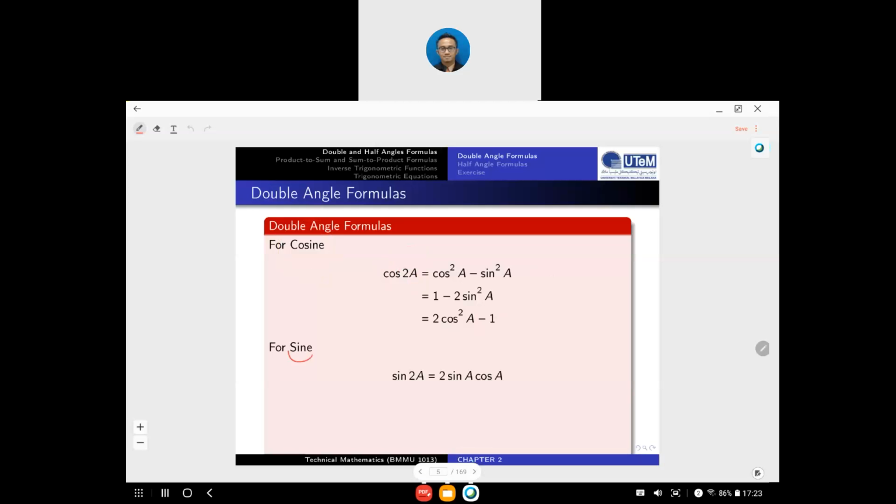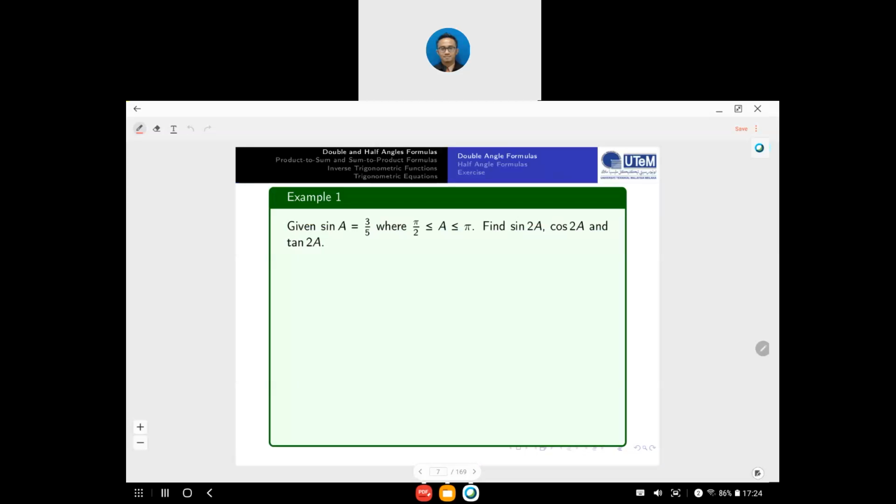That one is for cosine. What happens for sine? Sine is just one, whereby sine 2A equals 2 sine A cos A. And then tangent 2A equals 2 tangent A divided by 1 minus tangent square A. Let's look at example 1.